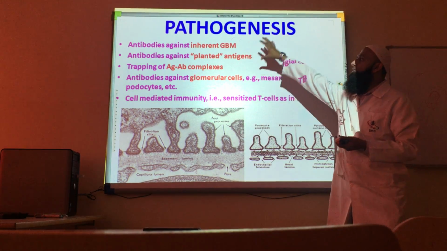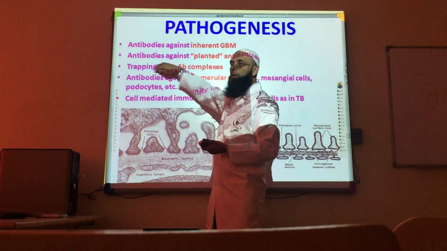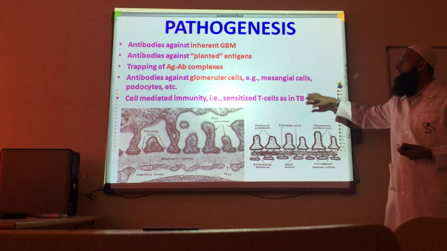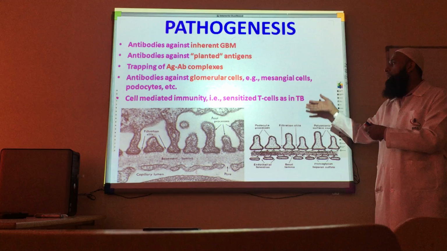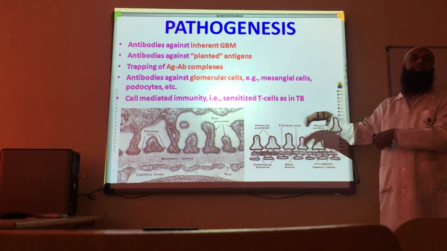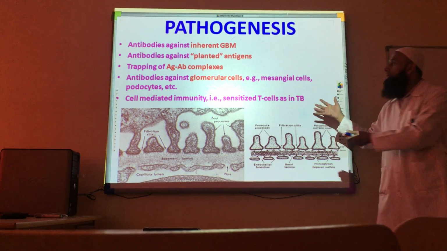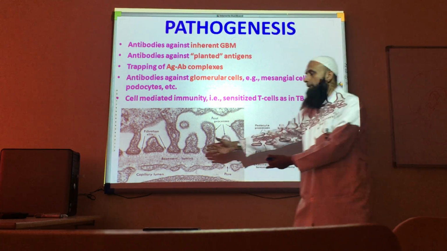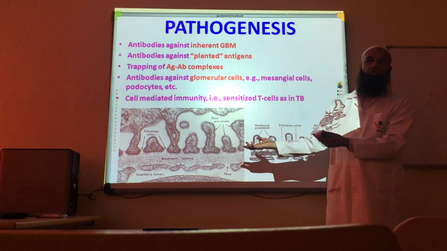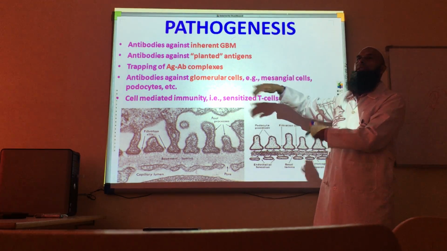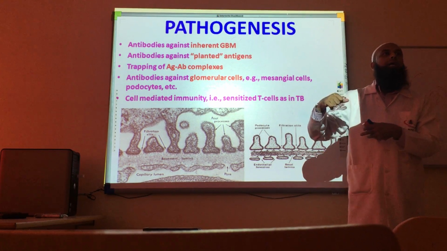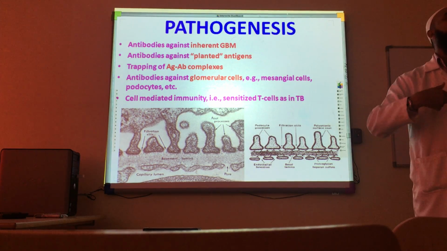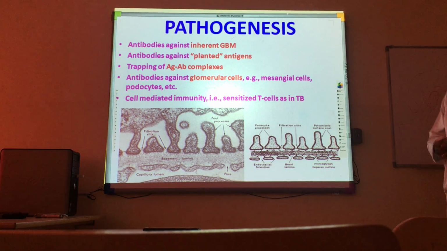So all the previous ones were either antibodies or complexes. And here there are T cells, cell-mediated immunity, which are already sensitized, for example in cases of tuberculosis, SLE, and some other autoimmune diseases. They are already activated, and they come to the capillary endothelium here and start to damage the glomerulus itself. So these are the different mechanisms by which ultimately the pores and the filtration membrane are damaged, leading to leakage of proteins and other electrolytes.